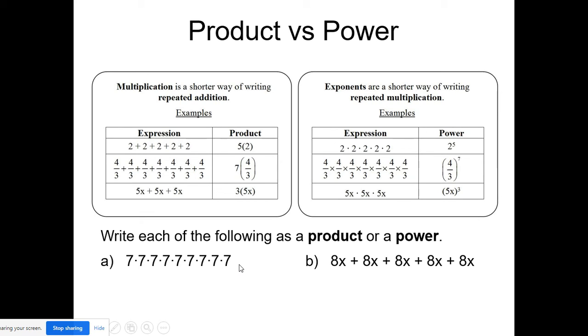And because they're being multiplied together, that means I can write that as a power. So I can say that is the same thing as 7 to the power of 9, right? We are multiplying 7 by itself 9 times.